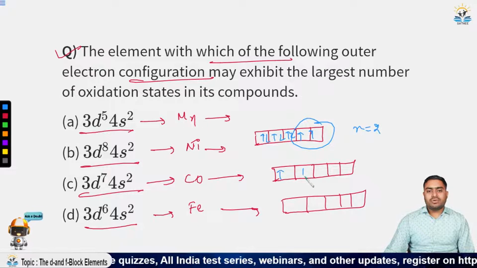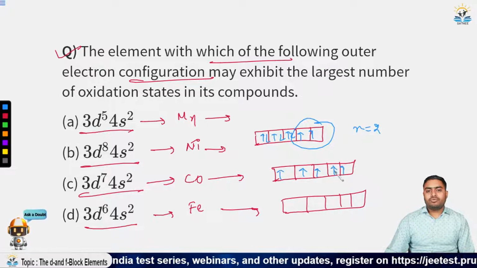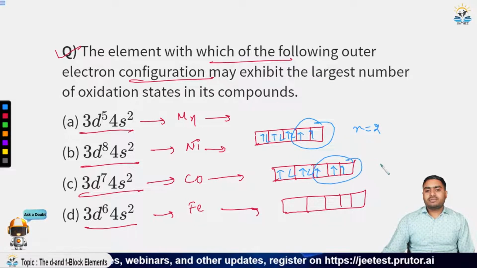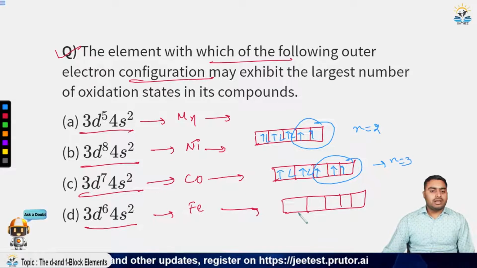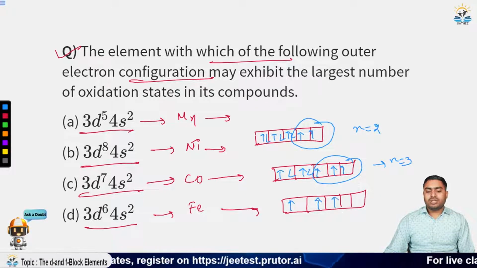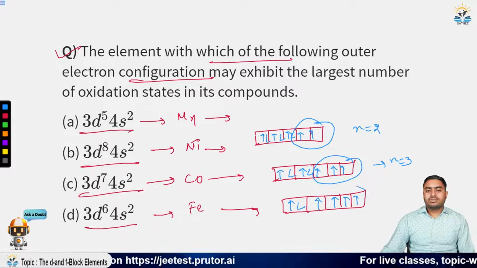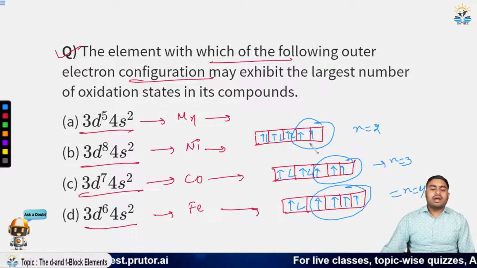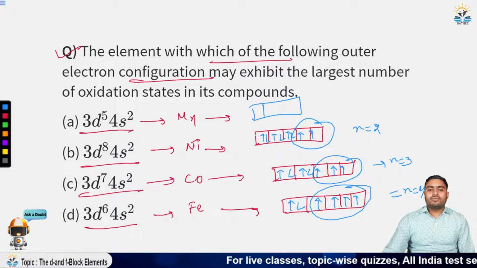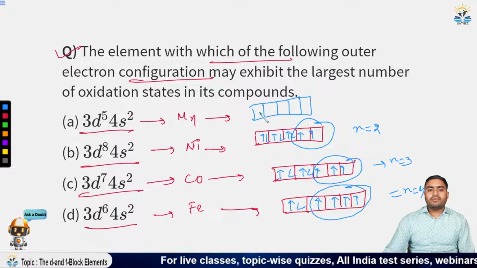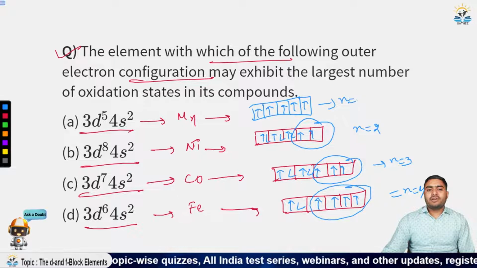In this case 3d7, so 1, 2, 3, 4, 5, 6, 7. In this case the number of unpaired electrons is 3, right? And 3d6, so 1, 2, 3, 4, 5, 6. In this case the number of unpaired electrons is 4. And in manganese, if you fill 1, 2, 3, 4 and 5, it comes out to be 1, 2, 3, 4, 5. The number of unpaired electrons is 5.